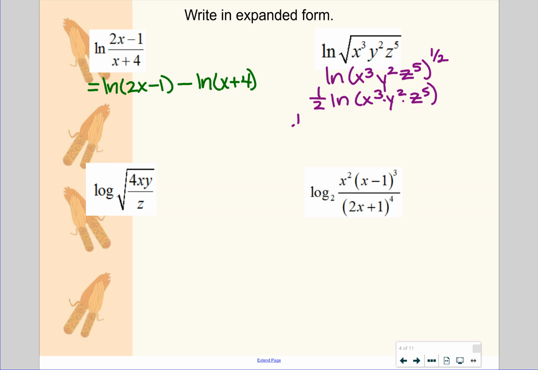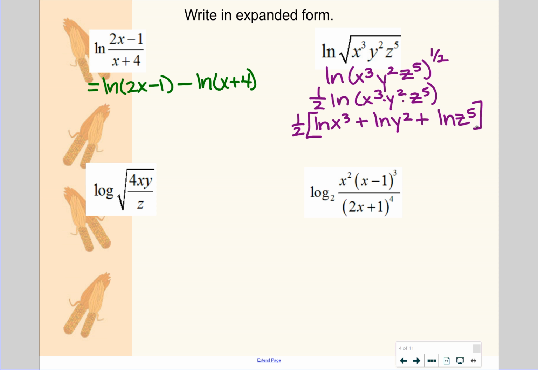Addition. So it's going to be 1/2, and that 1/2 is going to be out front of everything, so I'm just going to put a little bracket there. I'm going to have natural log x to the third plus natural log y squared plus natural log z to the fifth. So all of those multiplications, all of those products become sums. They become addition.